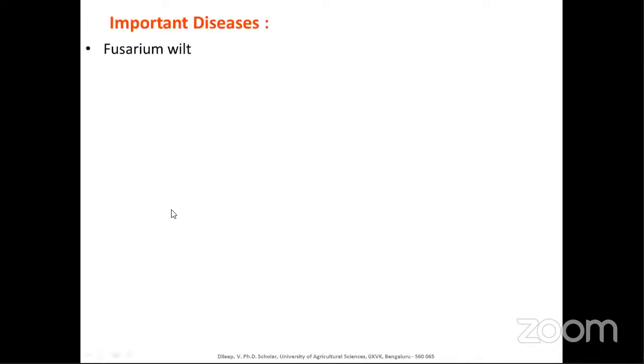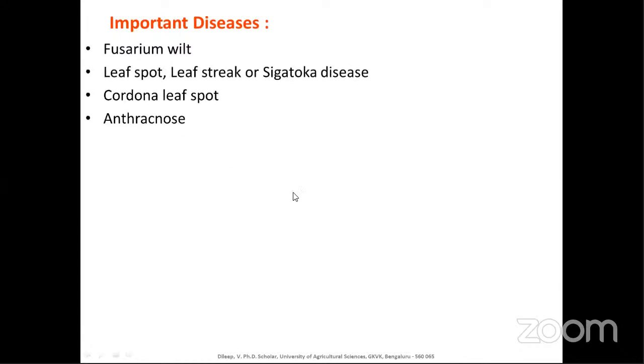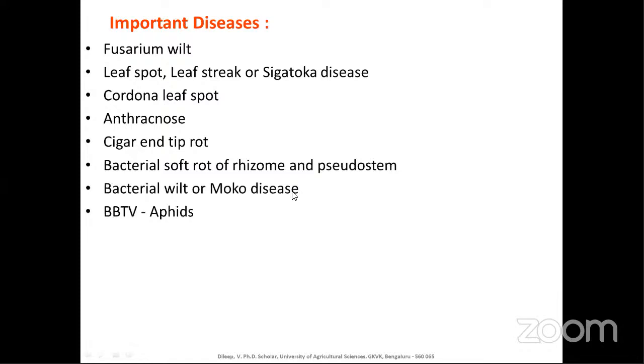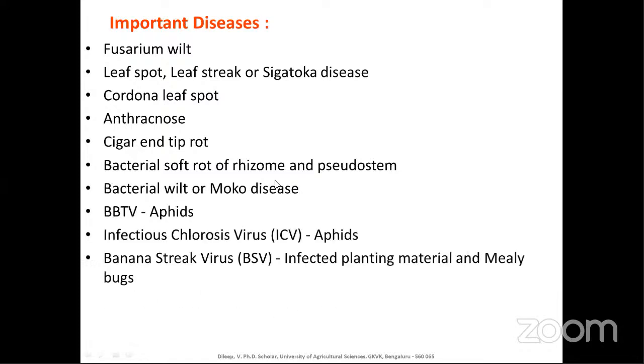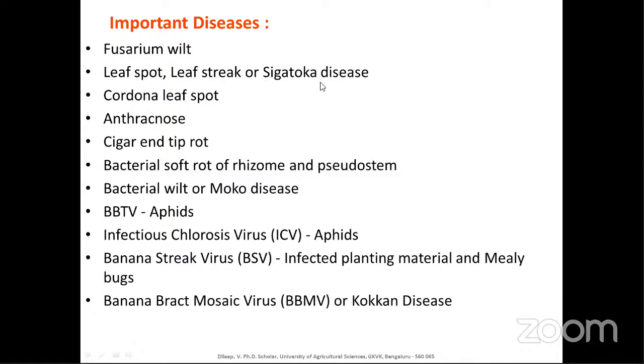So the important diseases here, whatever the diseases, are very important. You have to remember them, and definitely please remember all the scientific names of these things also. Fusarium wilt, Fusarium oxysporum, leaf spot, Sigatoka leaf spot. In Sigatoka there are two types. Don't worry, I will give a brief of these things in the next classes. Cordana leaf spot, anthracnose, eye rot, which is peculiar to banana, bacterial soft rot, bacterial wilt, and BBTV. These are the viral.